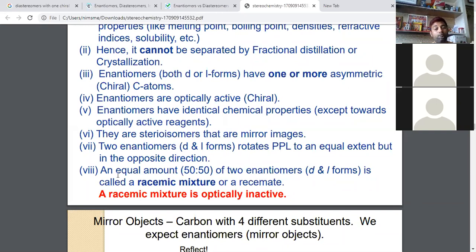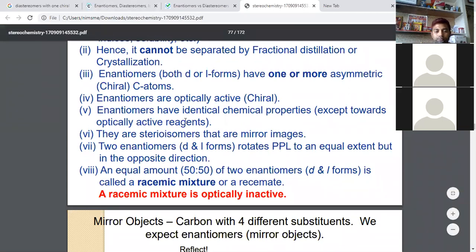Understood? An equal amount of two enantiomers, 50-50%, D and L forms, is called a racemic mixture or a racemate. In that case, the mixture will be optically inactive, because one is rotating to the left and the other is rotating to the right. So both will cancel each other, and the mixture will not rotate the plane polarized light. Understood? Yes, sir.